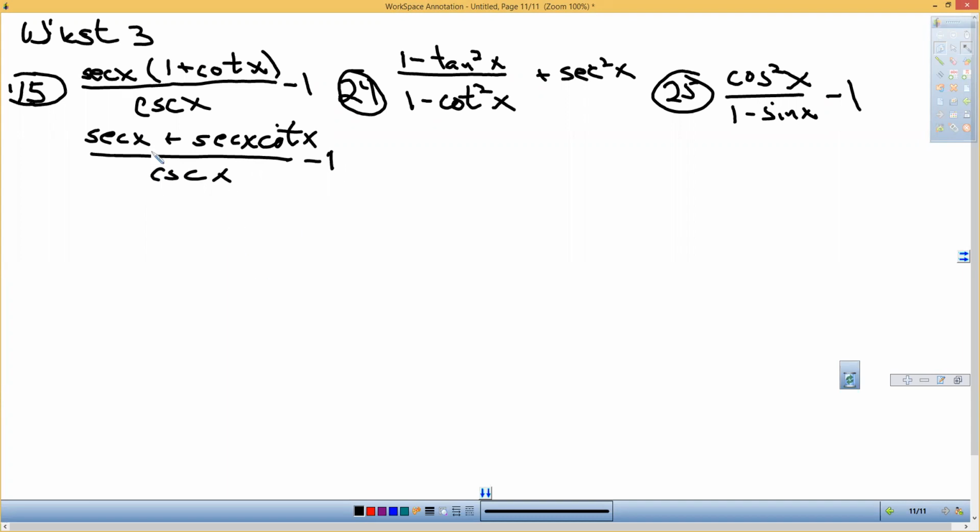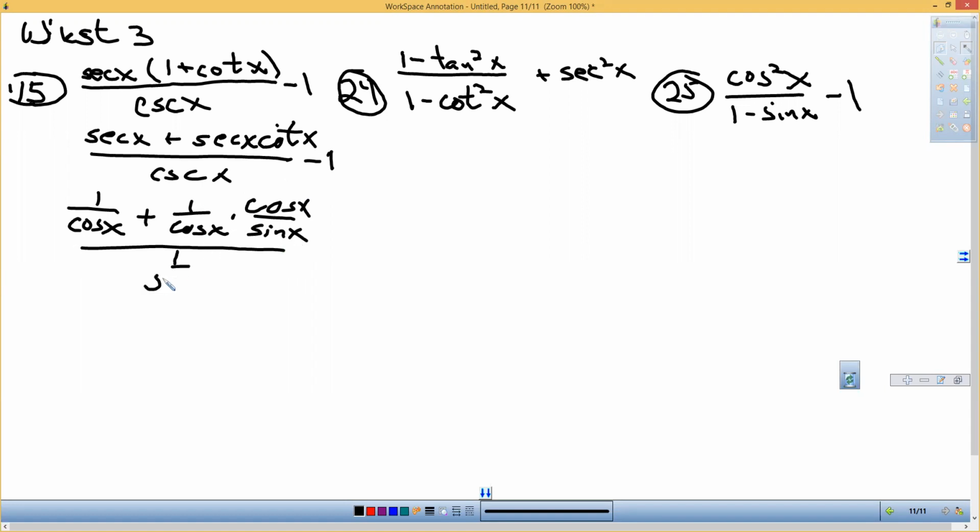So the next thing I'm going to do is change all these into sine and cosine. So this is 1 over cosine, secant is, plus 1 over cosine times cosine x over sine x. That's cotangent by the quotient rule. And then this is 1 over sine x. And I still have that minus 1 hanging out over there. I'm going to reduce these two cosines to 1s because they're common factors.